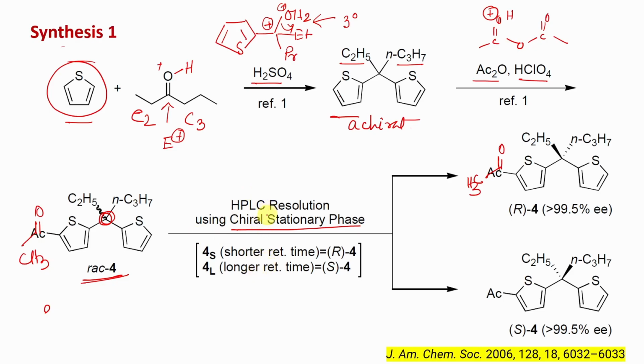So from this HPLC separation, what is obtained? One is this R isomer, with greater than 99.5% enantiomeric excess. So you can say it's completely this R isomer. Another is its opposite, the S isomer, which is also greater than 99.5% in enantiomeric excess. So pure enantiomers are separated, fine, but still not our hydrocarbon obtained.